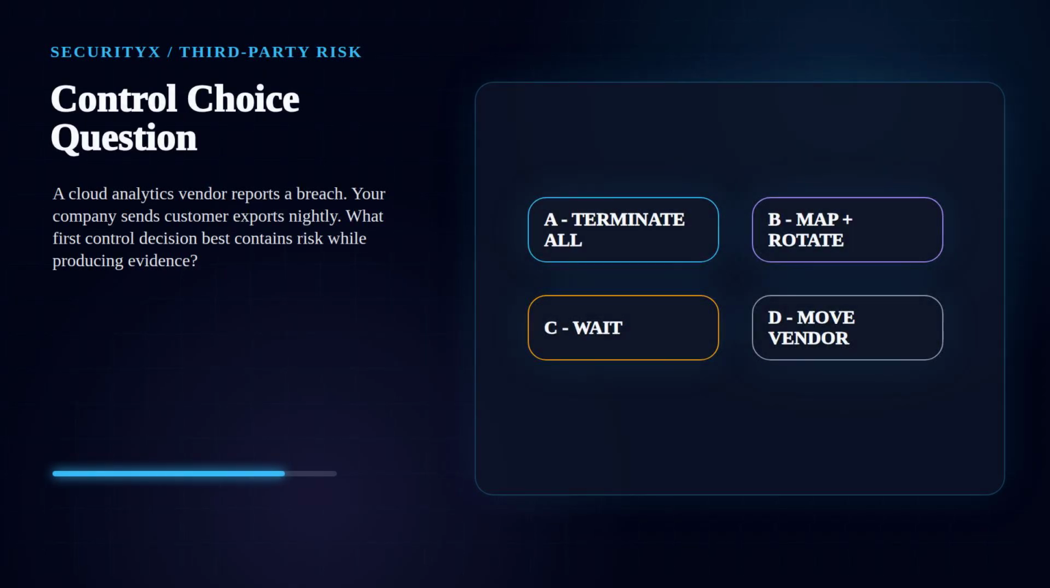Knowledge check. A cloud analytics vendor reports a breach. Your company used a service account to send customer exports every night. What is the best first control decision?